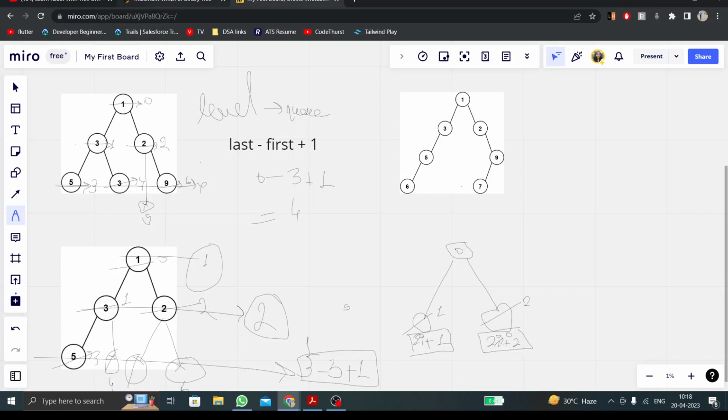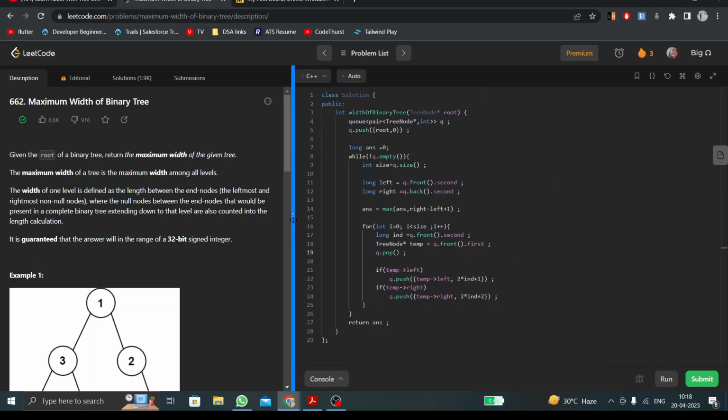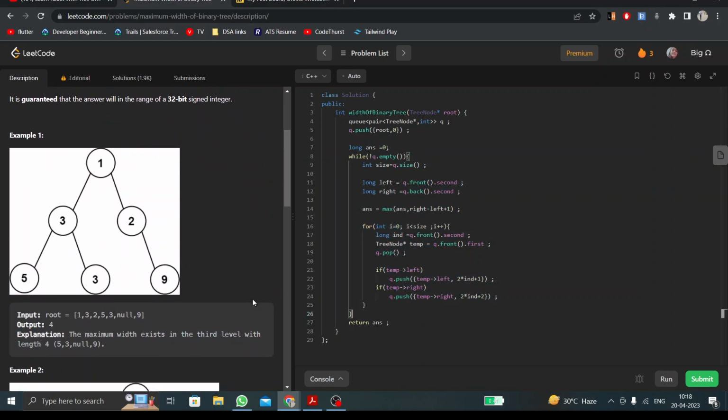Let me discuss the code with you. Since we are using level order traversal, it uses a queue. In the queue, first I'm storing the root node along with its index. Here I have stored the root node with the index 0, and I'm traversing our tree until we reach the end of the queue.